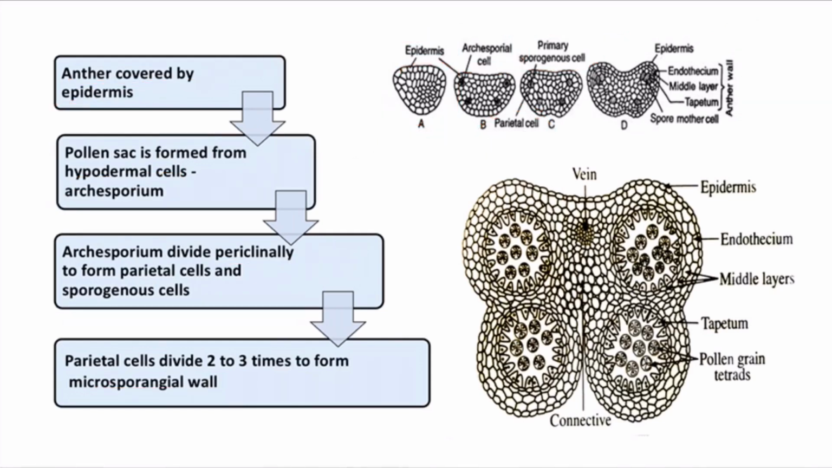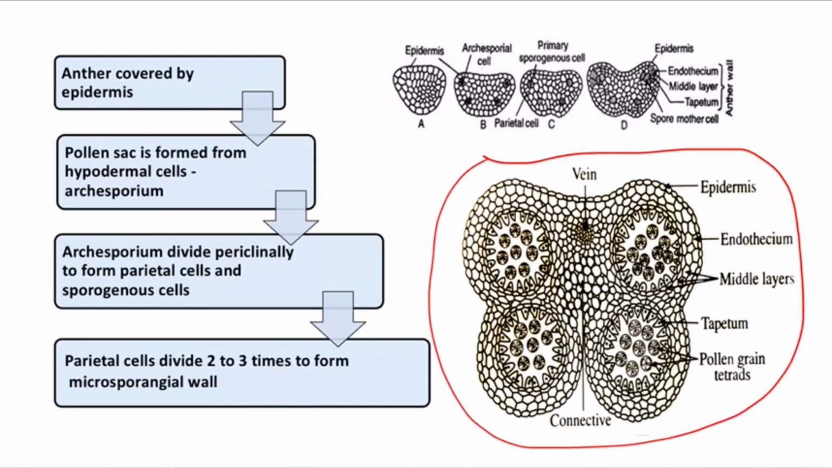You can see this is the enlarged structure of an anther, where you can see all the four layers of the microsporangial wall, plus you can see the sporogenous tissue which has converted into pollen grain tetrads. Right, here, if this anther is in a primary state, at that moment we won't be able to distinguish between these sporangia. Fine. When it starts dividing, you can see we have 4 microsporangia. How many microsporangia? 4 microsporangia.